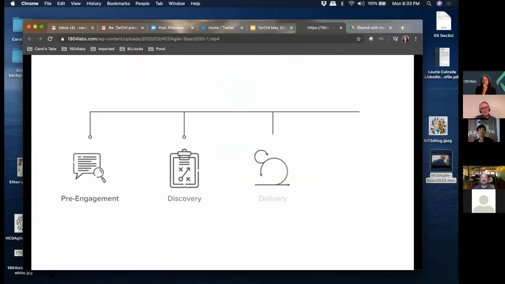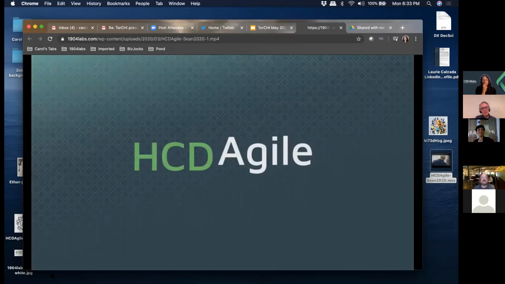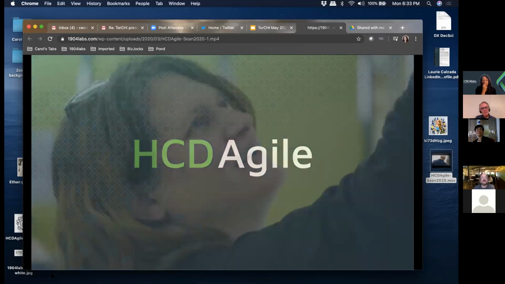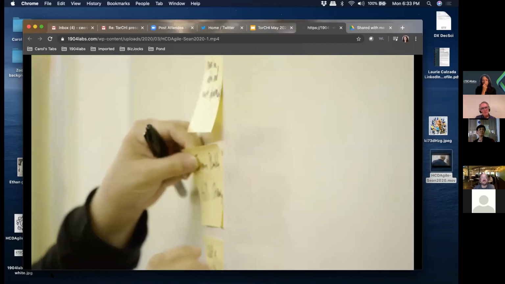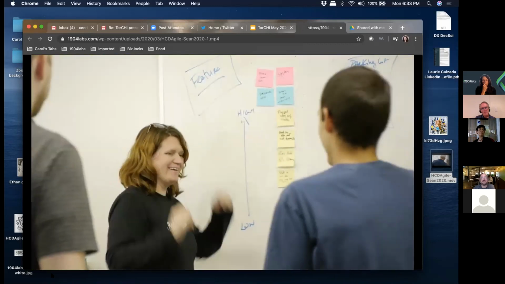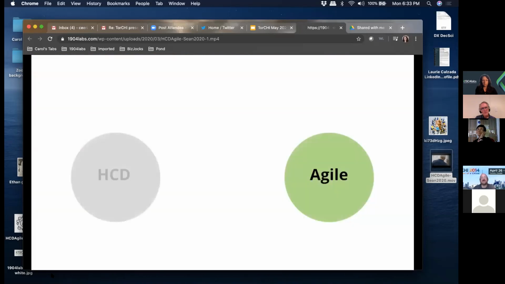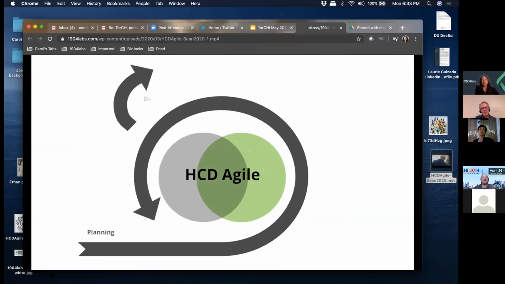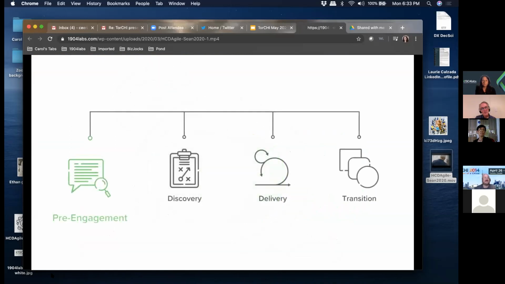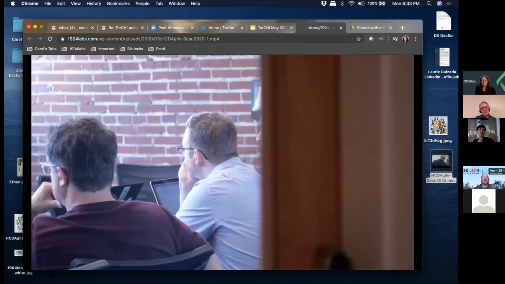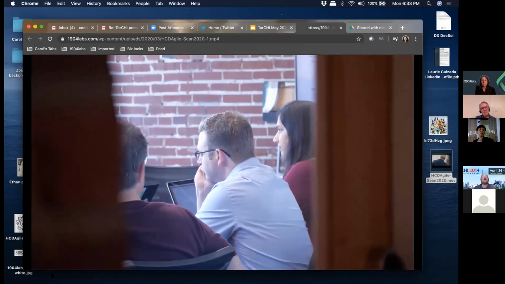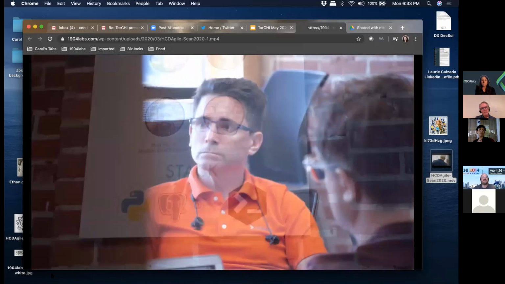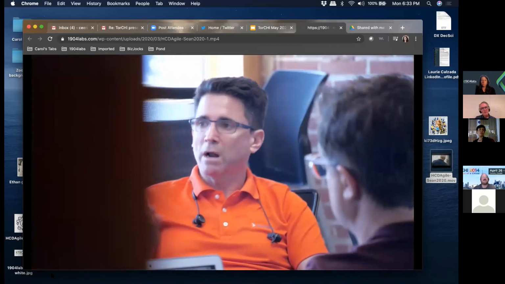We use a four-step approach, our signature methodology, Human-Centered Design Agile, or HCD Agile for short. HCD Agile pairs human-centered designers and researchers with Agile technologists to form one team that works together for the entire project lifecycle. The process begins in pre-engagement, where we listen to our stakeholders and determine the composition of the team and the scope and the duration of the project.